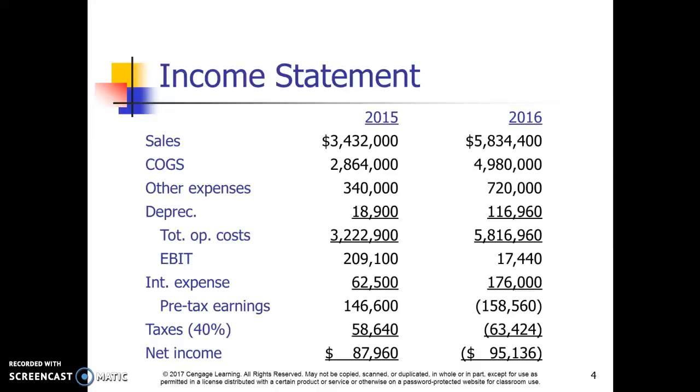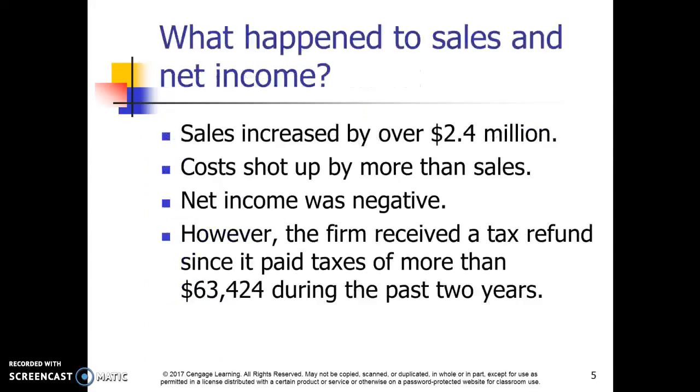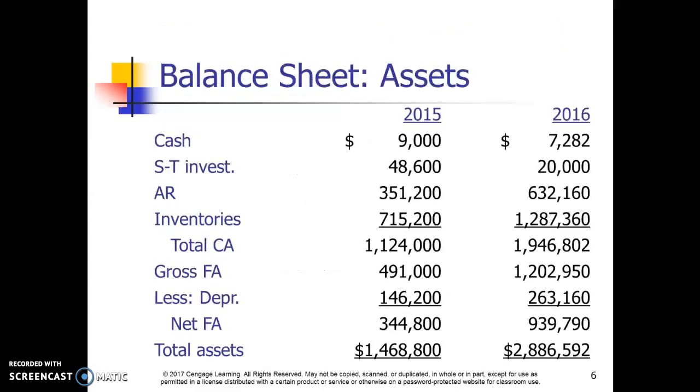Thus, at the end of the day, their pre-tax earnings were actually a negative. They lost money. One thing you will see is they did get a bit of a tax return, but their net income for the year was a loss of $95,000. So while they increased sales, which we all think is great, if you don't keep your cost and other expenses in line, it's a problem. All right, so what happened, right? Their sales increased by over $2.4 million. Their cost shot up more than sales, so their net income was a negative. However, they received a tax refund because of that over the past 2 years.